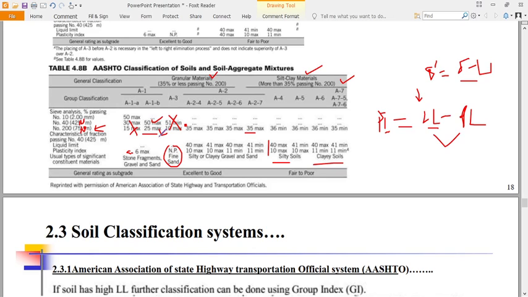So deciding which material is better, obviously the better material is material B. Soil A is fair to poor, but soil B is the preferable material. So that is what we call the AASHTO classification system.